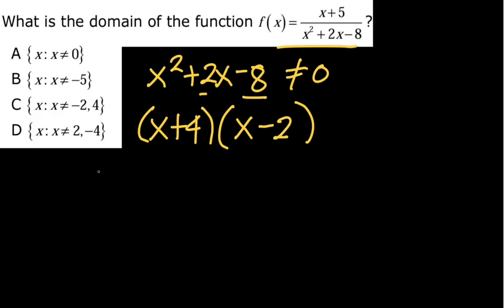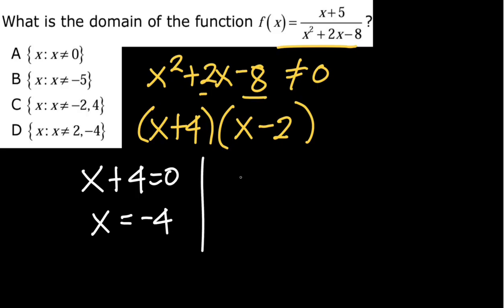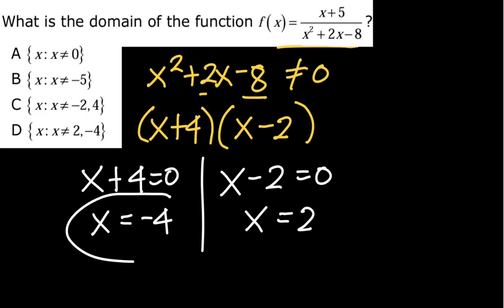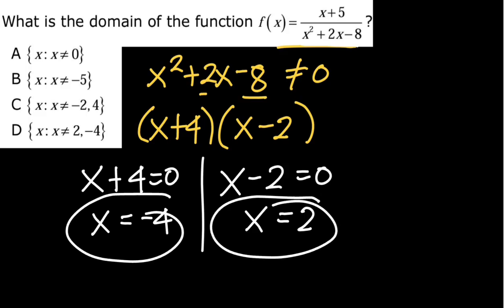We can equate these to 0 to find the two values of x. So x plus 4 equals 0, so x is equal to negative 4, and the other one is x minus 2 equals 0, then x is equal to positive 2. Therefore, the denominator x squared plus 2x minus 8 will be equal to 0 if x is equal to negative 4 and x is equal to 2.